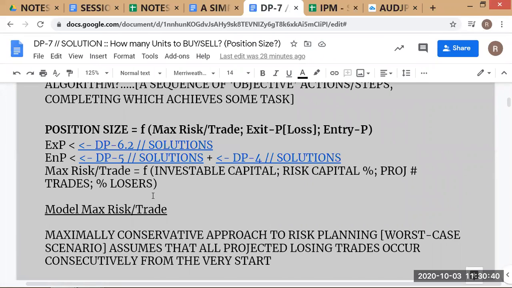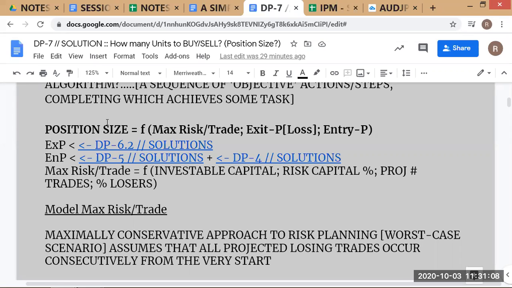The steps involved is first you have to understand what this is. Position size is going to be a function of the maximum risk per trade, the exit price on the loss, and the entry price. Okay, you understand this expression? Yes, sir. Okay, y is equal to f of x1, x2, x3. So position size is a function. So that is our goal.